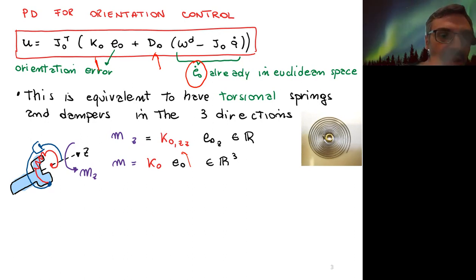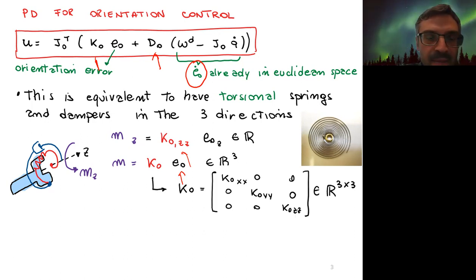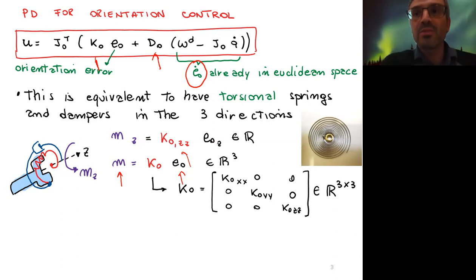And the same if you extend it to the 3D case: using the 3D vector representing the orientation error, multiplying by the KO matrix, that is this 3 times 3 matrix, you can get out the restoring moment to achieve, for example, taking the orientation error down to 0. This is what we want to do.